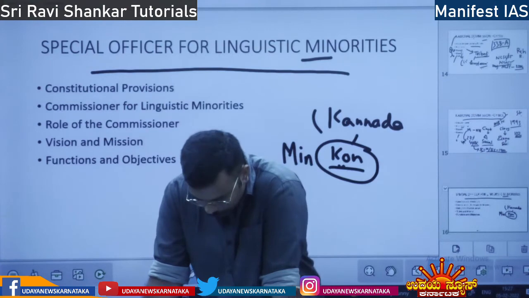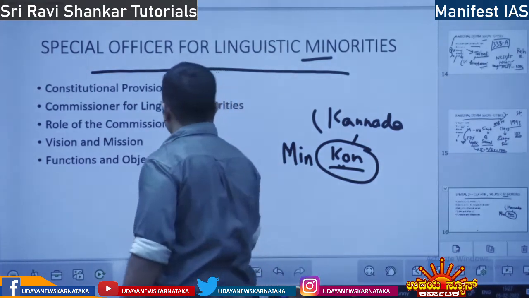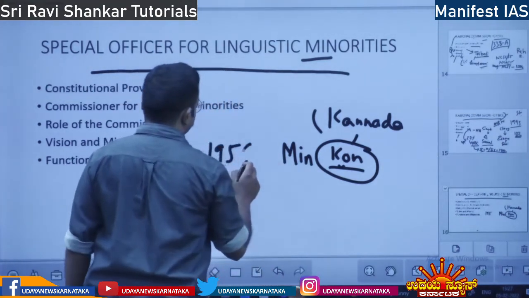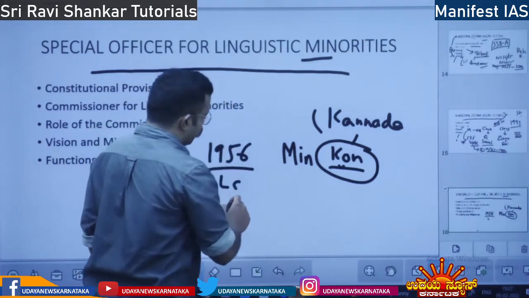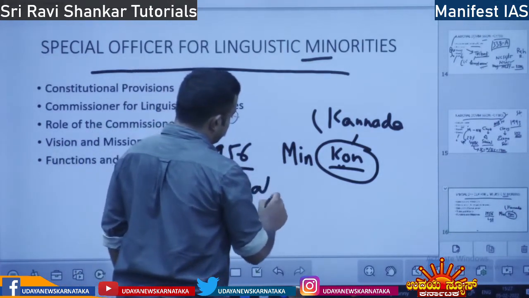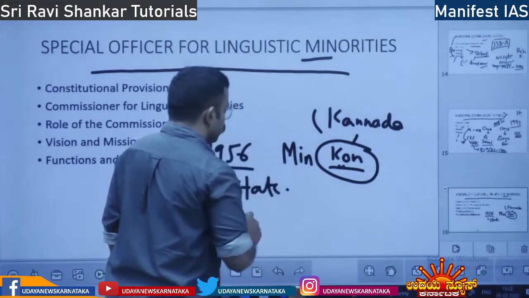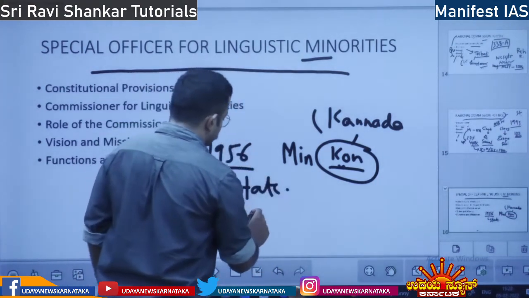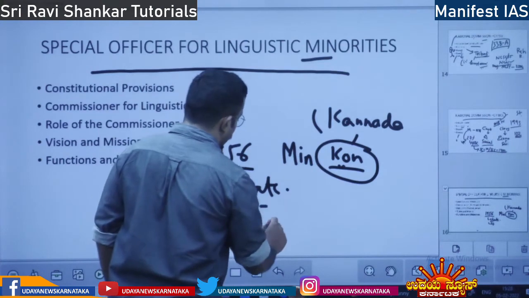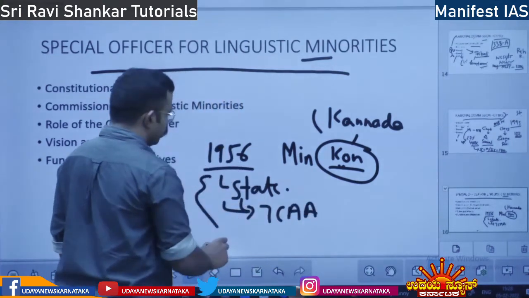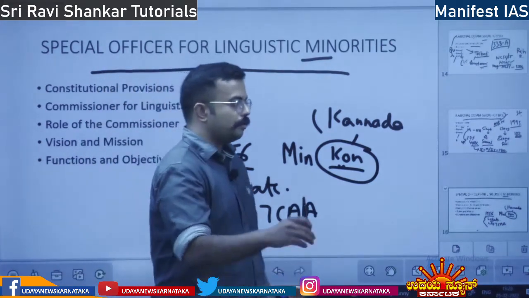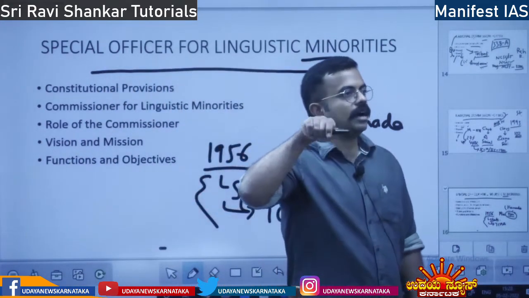7th Amendment Act. So, 1956, we have what? State Reorganizations Act. And also 7th Constitutional Amendment Act. Why were these two formed? Because of these two, many states were formed in India.